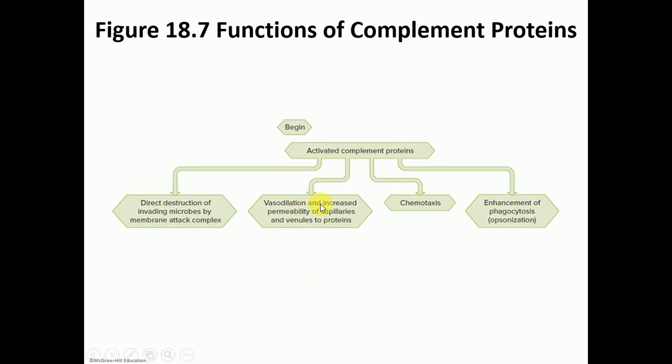Complement also helps in the vasodilation process, and that increases the permeability of the capillaries. It is a chemotactic substance. Again, chemotaxis means to bring in or call in more cells to help. And then it enhances phagocytosis through opsonization. Again, opsonization means that we are now red flagging this pathogen, this foreign body, in order to make it easier for the phagocytic cells to identify.